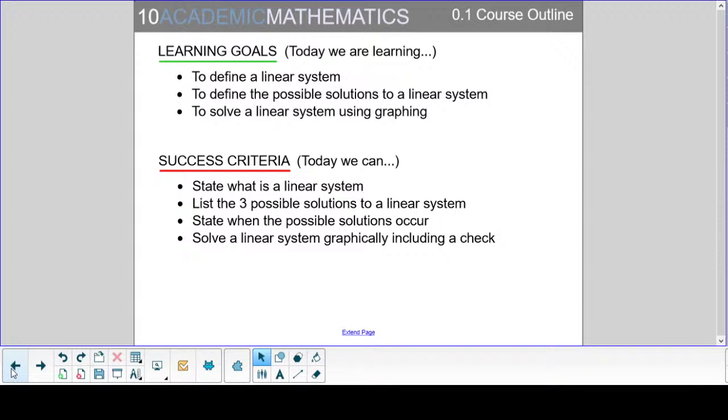And who feels like they can find the solution graphically? Who feels like they understand the process to do that? And who feels they understand how to do the check? Here's a nice show of hands. That's good.